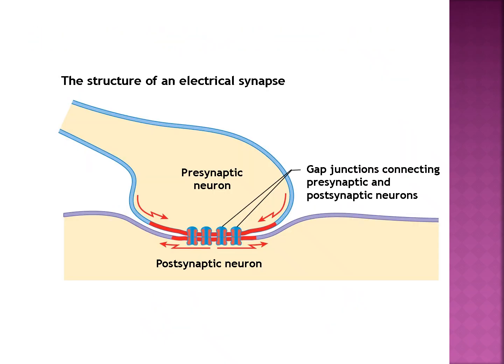Neurons have anywhere from 1,000 to 10,000 axon terminals making synapses and are stimulated by an equal number of other neurons. There are two types of synapses depending on how the information is sent from the presynaptic cell to the postsynaptic cell. These are electrical synapses and chemical synapses.